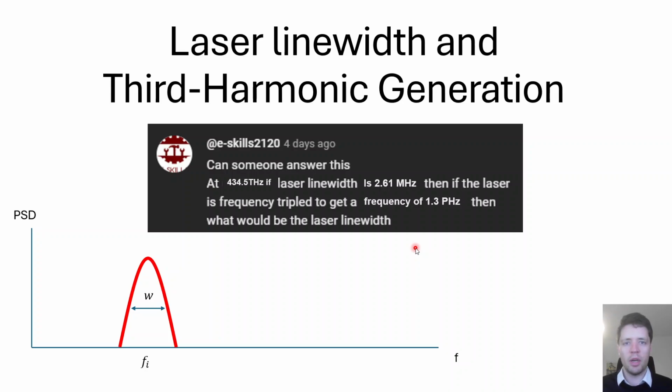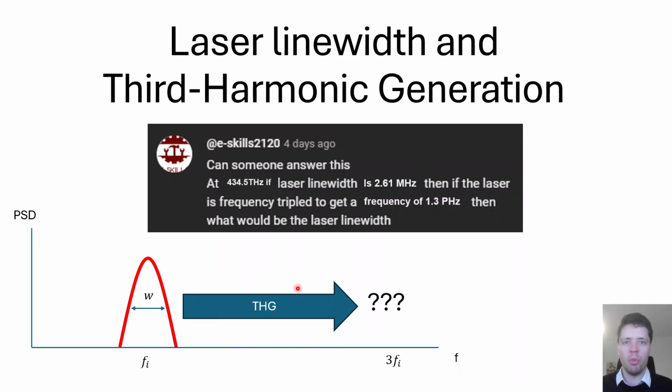Hello and welcome to this video inspired by a viewer question on the impact of third-harmonic generation on the linewidth of a laser. The question here is, if we have a laser with a certain carrier frequency and a certain laser linewidth, and we launch that into a medium where it undergoes third-harmonic generation, what's going to be the linewidth afterwards? Is it going to stay the same?